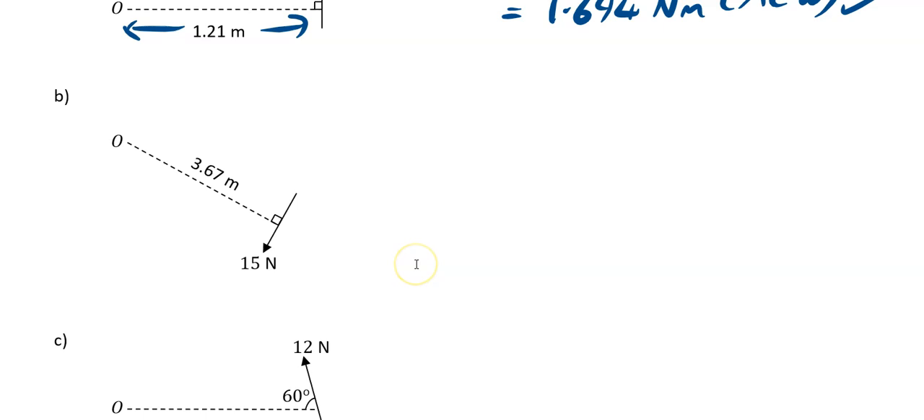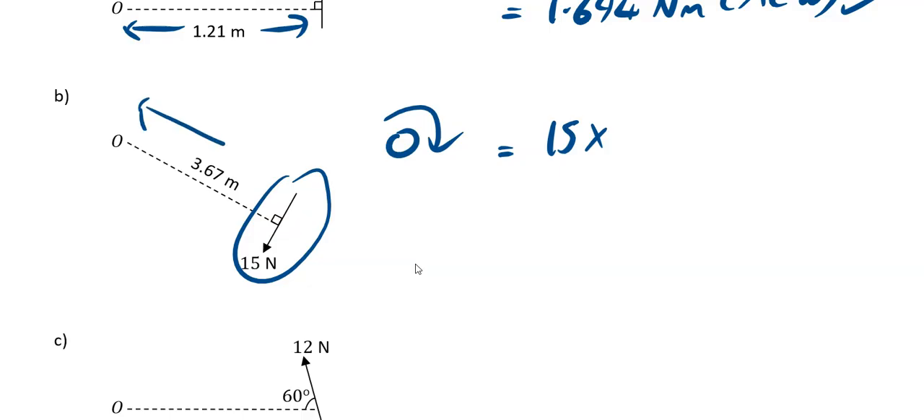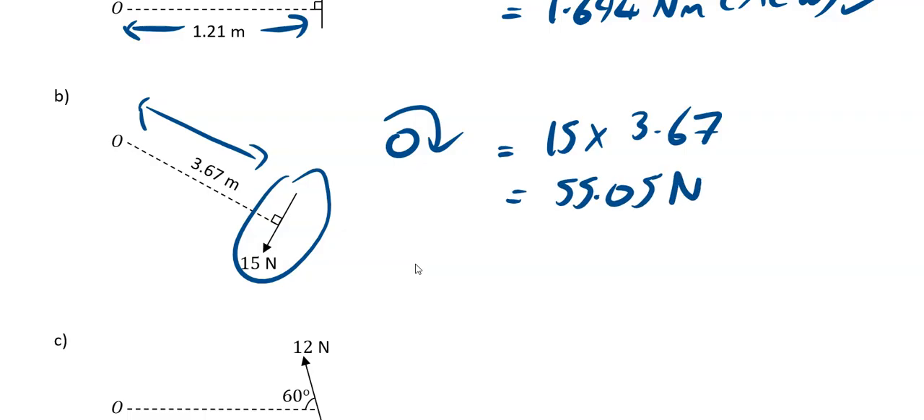So in your next example, we're going to go clockwise this time. Take moments clockwise about O, and my force is 15. That was my force, and my perpendicular distance is 3.67. And you just do it on your calculator, and you get 55.05 Newton meters, and that's going to be clockwise this time.